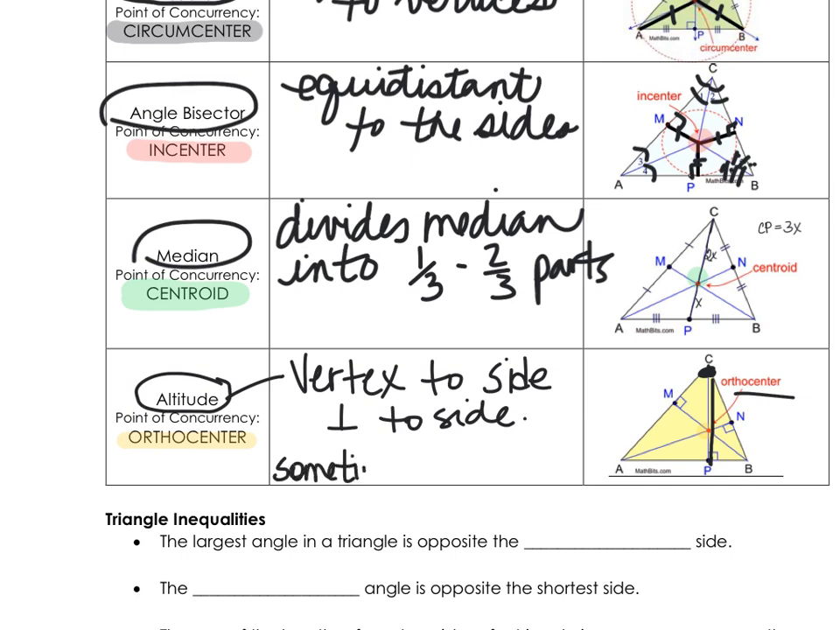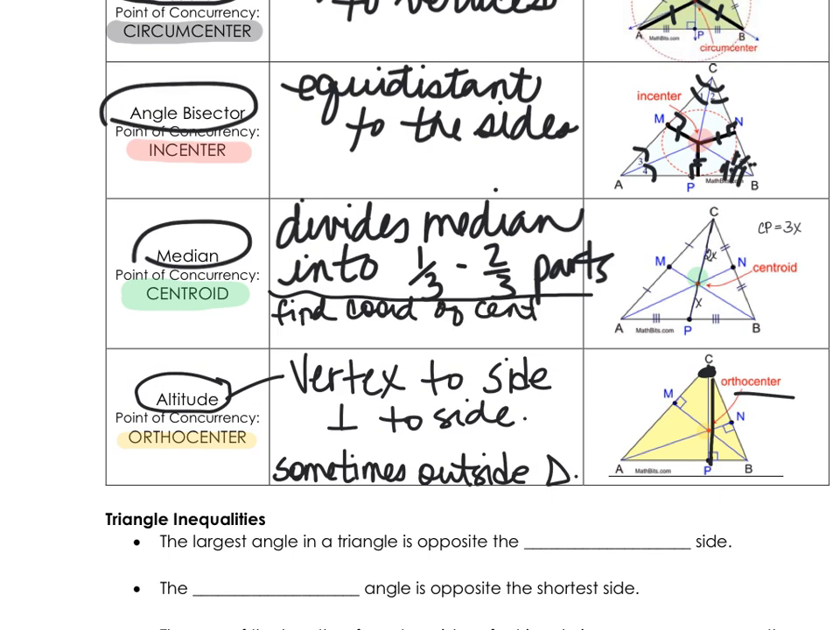Okay, one more thing I forgot to mention about the median and the centroid. To find the coordinates of a centroid, if you're given the 3 coordinates of the triangle, you take the average of your x's and the average of the y's, and put a comma between them, and those are the coordinates.